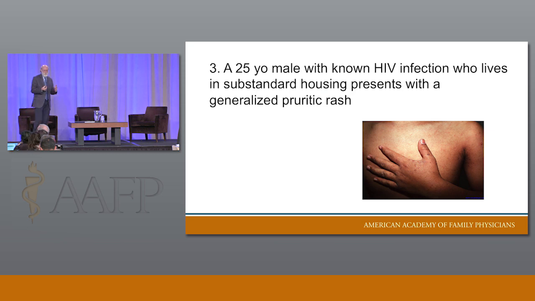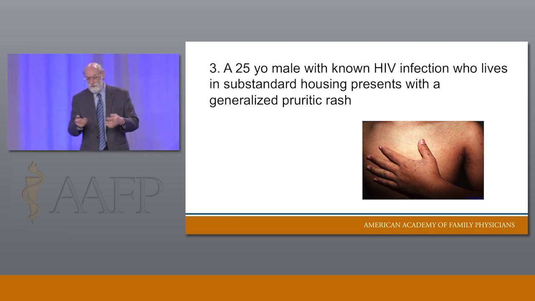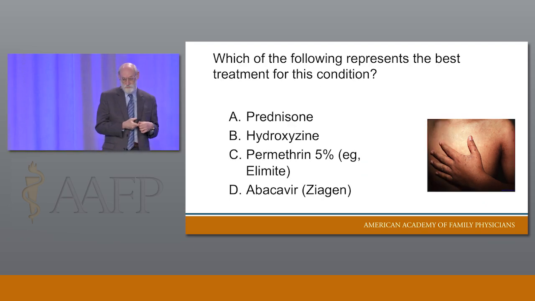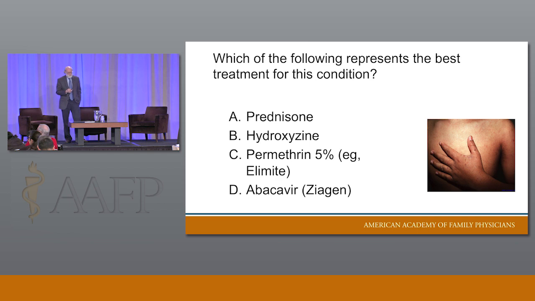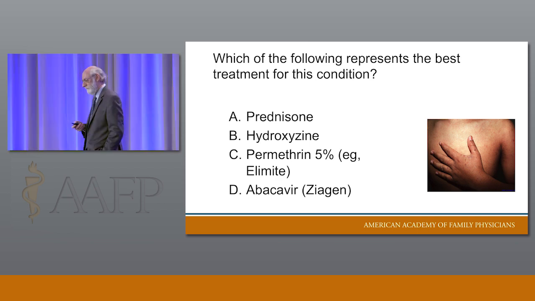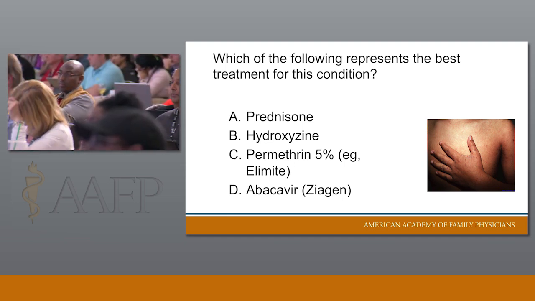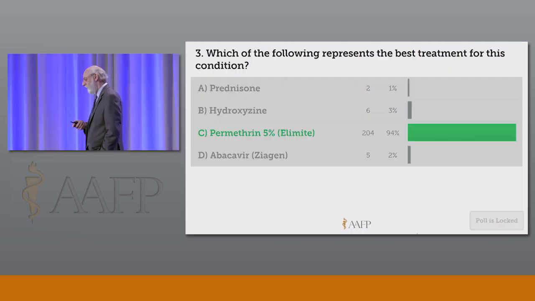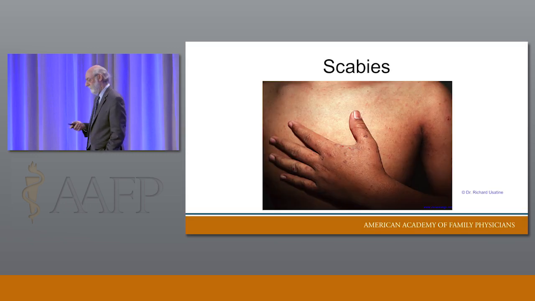25-year-old male, known HIV infection, lives in the same substandard housing we give for students and residents, and has a generalized pruritic rash. So which of the following represents the best treatment for this condition? Is it prednisone, hydroxyzine, permethrin, or abacavir? And you voted for permethrin, great, because our patient has scabies.